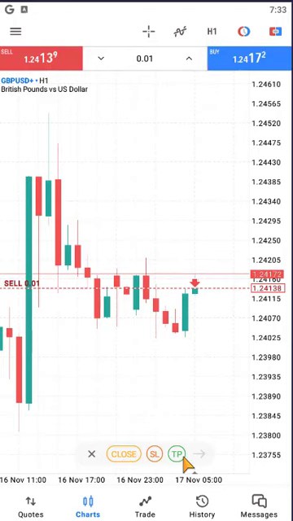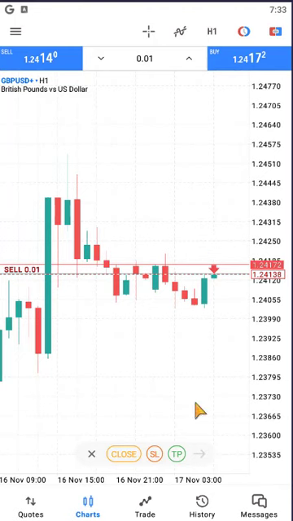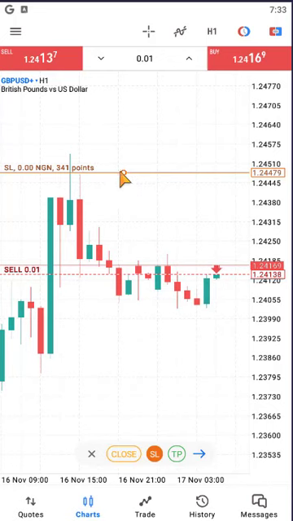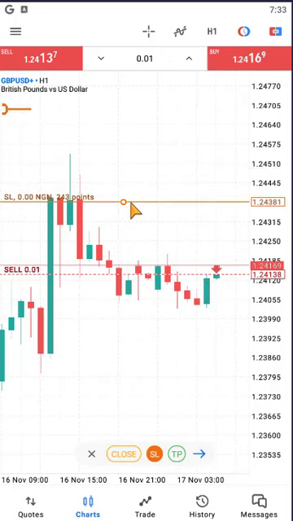So what we want to do is set stop loss and take profit. Once you tap here, this will appear. Let's do stop loss first. Just tap stop loss. Once you tap it, the stop loss line will automatically appear on your chart. Adjust it carefully to the area you want. Just click and drag to how much you want.